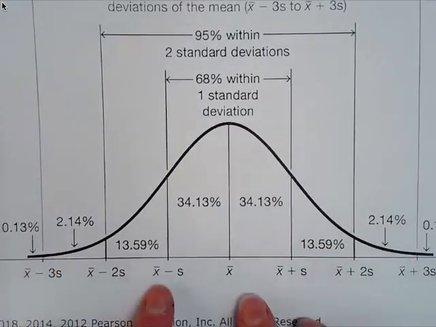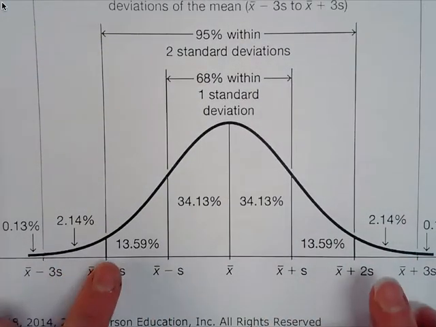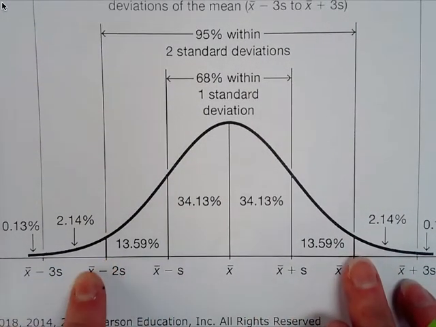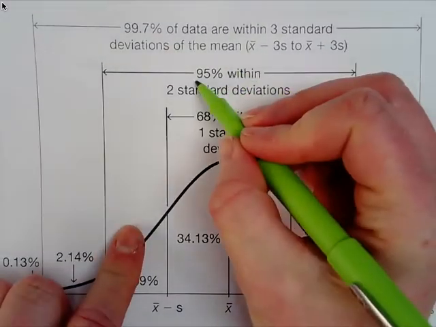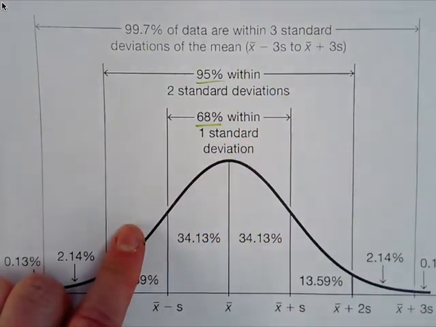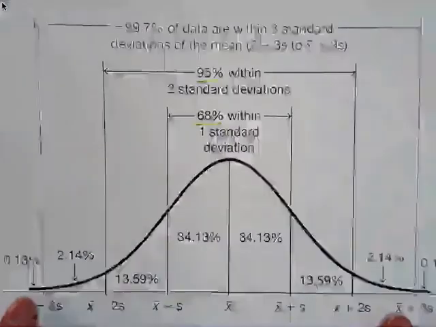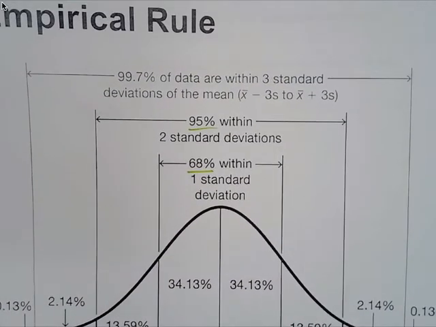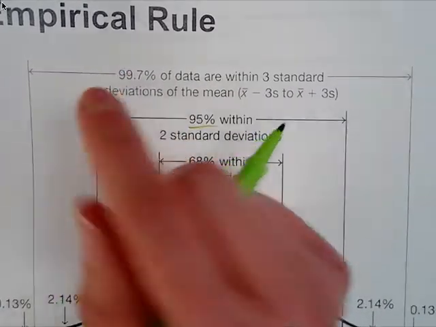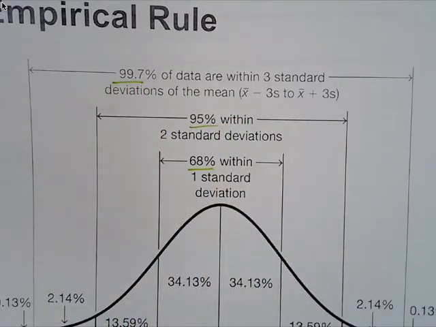If you make your boundary a little bit bigger and you go 2 standard deviations above and below the mean, then this is where you get that 95%. If you go 1 more standard deviation, it's almost all of the data. Look at how much it is. 99.7% of the data are within 3 standard deviations.